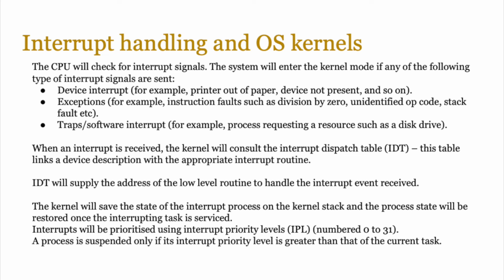Whatever type of interrupt that is received, the kernel will have to consult the interrupt dispatch table, which links a device description with the appropriate interrupt routine. So it is a catalog of different interrupts and which routines are used to address them. The IDT will supply the address of the low-level routine that handles that particular event, and the kernel will save the state of the interrupt process on the kernel stack, and the process state will be restored once the interrupting task is serviced. And that's exactly the same as what we discussed at AS.